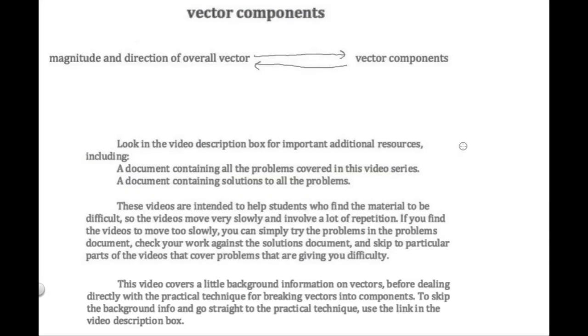And we will be making heavy use of the mathematics that I covered in my video series on SOHCAHTOA. So I have a video series on sine, cosine, and tangent and SOHCAHTOA. So if you are weak on using sine and cosine and tangent, you should definitely watch that SOHCAHTOA video series before watching this one. Links to those other videos are in the video description box, and please also look at the video description box for a number of other additional resources that accompany this video series.